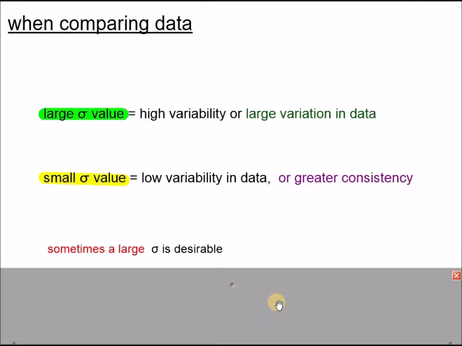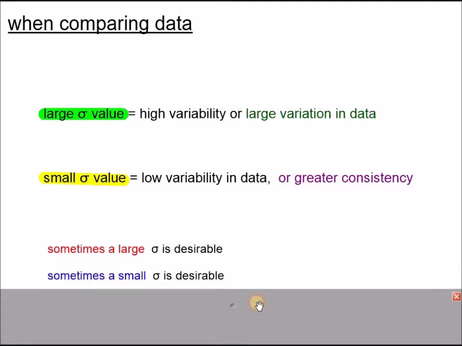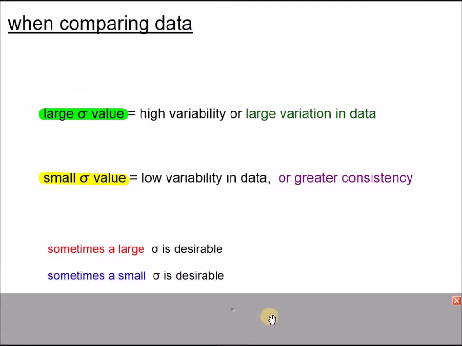Sometimes, and this is dependent on context, a large standard deviation is desirable in data, and sometimes a small standard deviation is desirable. Again, this depends on the context given in a given problem.